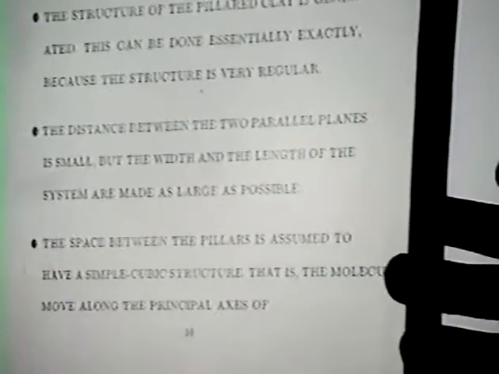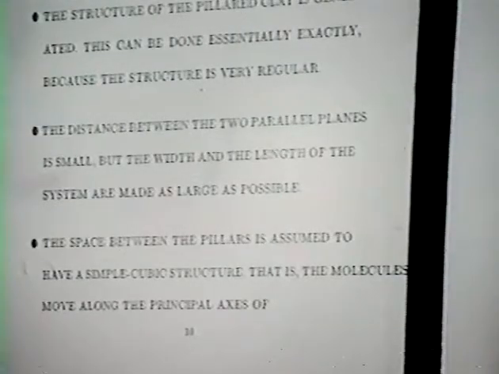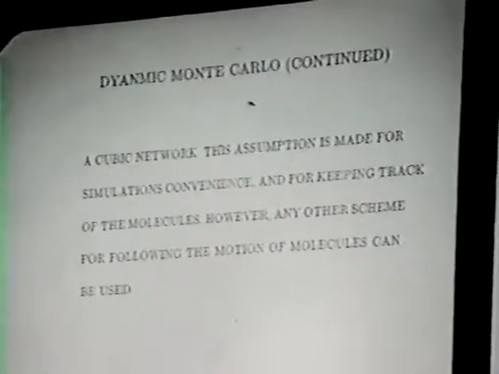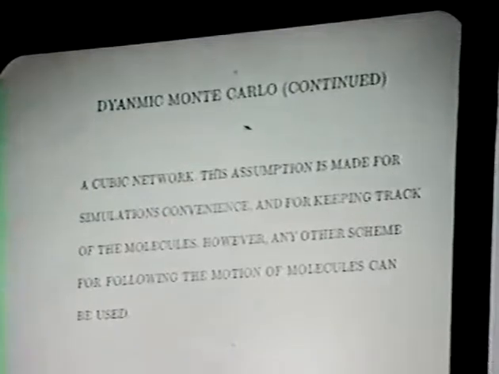And then we also vary the distance between the pillars or between the sheets in order to look at the effect of that on the transfer process. Then, in order to follow the motion of molecules, we assume that the space between two sheets has a structure like a cubic network. In other words, the steps that the molecule takes between the two sheets and between the pillars follow the principal directions of a cubic network. But that is just an assumption. You can assume any other structure.